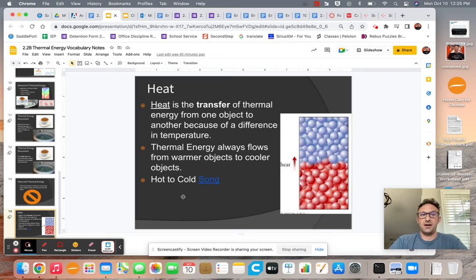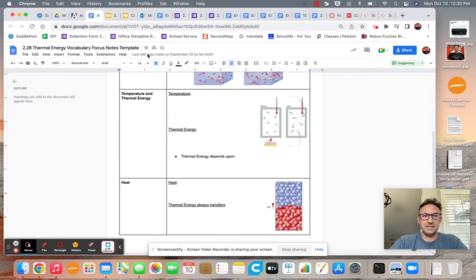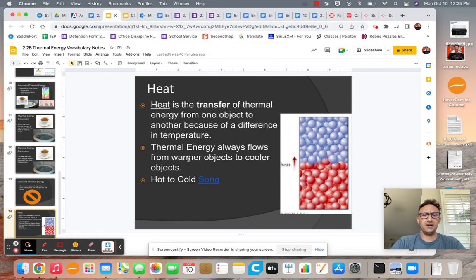Our last section here on 2.2D is heat. And our definition of heat is the transfer of thermal energy from one object to the other because of a difference in temperature. And thermal energy will always flow from the warmer object to the cooler object. So for example, when you get that hot piece of pizza and it's sitting on your plate, where is the energy going? It's leaving the pizza and going to the air until it cools down.